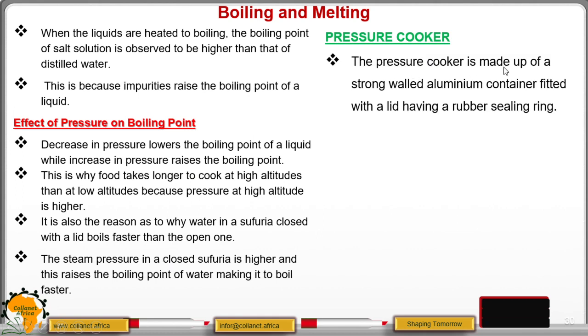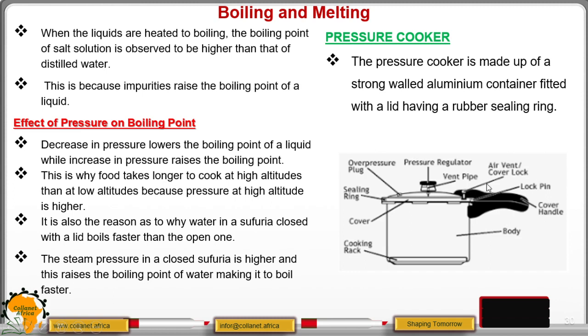A pressure cooker is made up of a strong-walled aluminum container fitted with a lid having a rubber sealing ring, as shown in this diagram. These are strong aluminum, this part. Then we have a cover. We have a pressure regulator, a vent, and the overflow, where if the pressure is so much, it can exit from this other side. Then we have the sealing ring, the rubber ring that we are talking about.